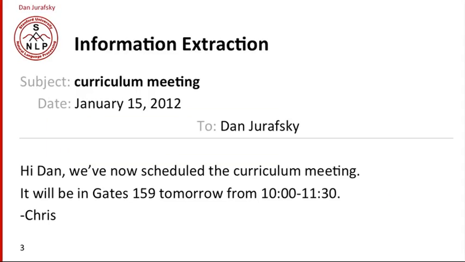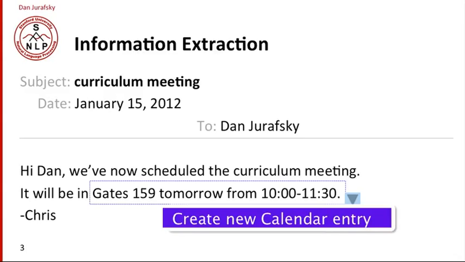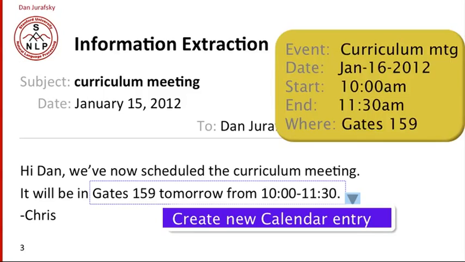Another important task is information extraction. For example, imagine that I have the following email from my colleague Chris about scheduling a meeting. We'd like software to automatically notice that there are dates like tomorrow, times like 10 to 11:30, and a room like Gates 159, extract that information, create a new calendar entry, and then populate a calendar with this kind of structured information with the event, date, start, and end for a calendar program. And modern email and calendar programs are capable of doing this from text.